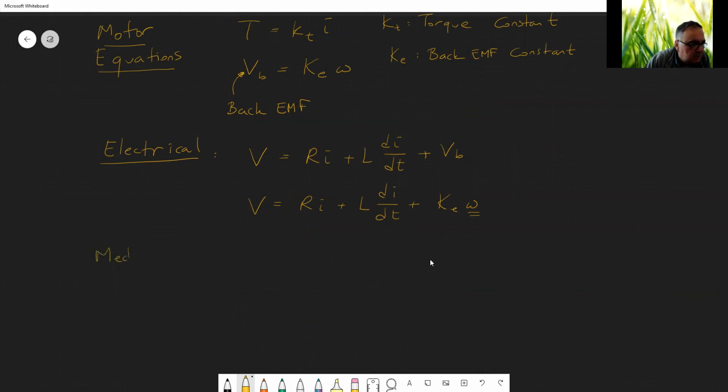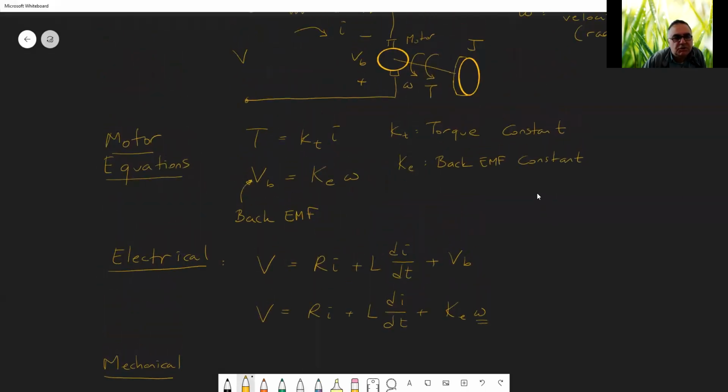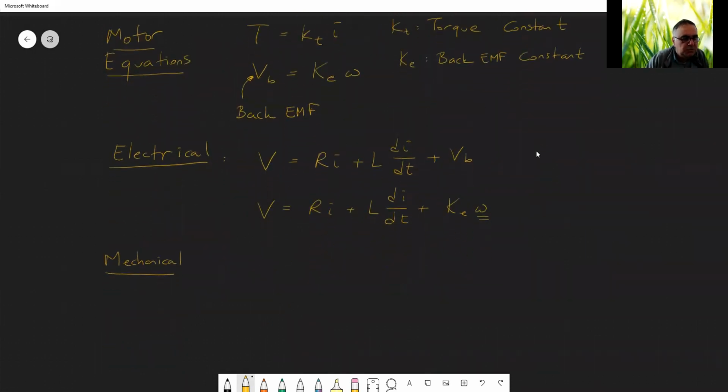The mechanical equation states the following. We have an inertia rotating. The torque that is generated should be equal to J times theta double dot, which is I times alpha in a way, and that is equal to the torque generated, Kt times I.